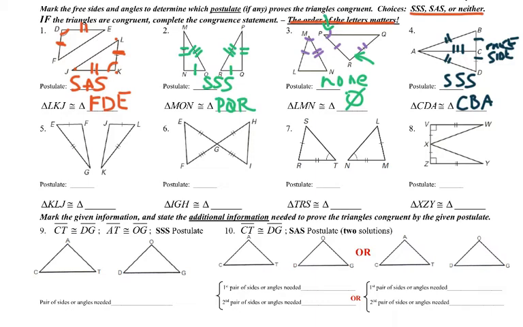If there's not a free side, like I'm looking at number 5, I see 2 pairs of sides. There's no third side. There's no free side. This is a none, and there's no congruent statement.